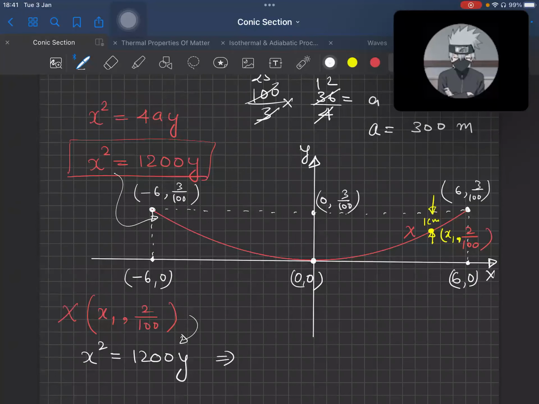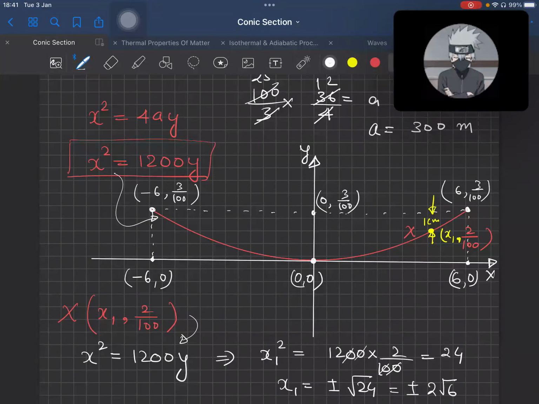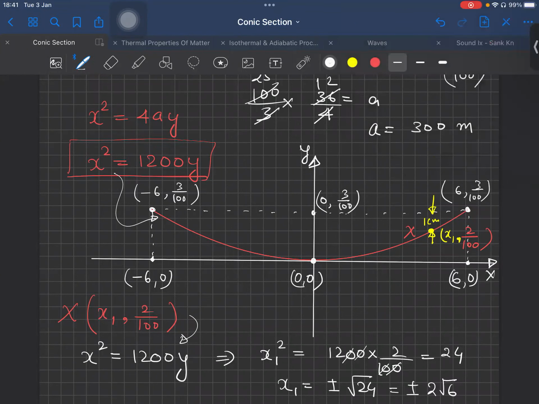Okay. So just substitute it here. What will you do? X1 square is equal to 1200 into 2 upon 100. This will be 24. So X1 will be equal to plus or minus square root of 24, right? So this will be equal to plus or minus 2 root 6. So that means there are 2 points where the deflection is this much. One point is here and one point is here.